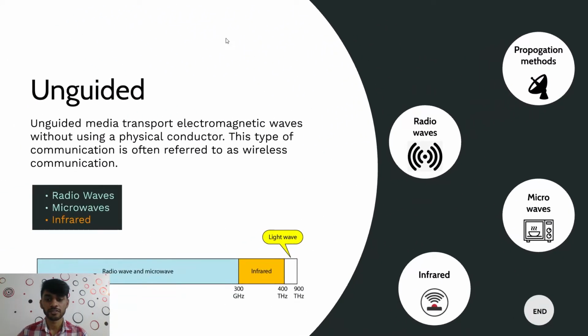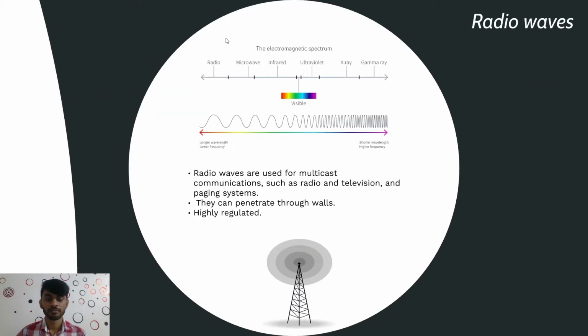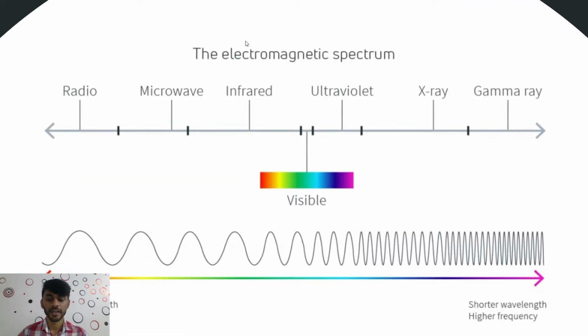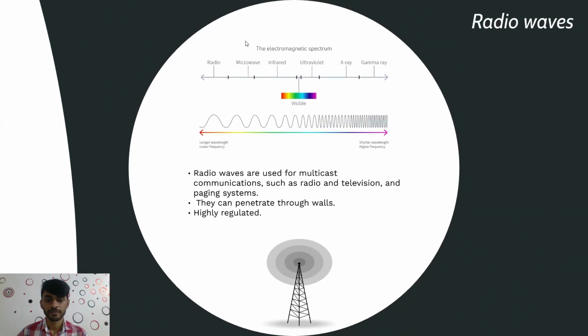Now, let us talk about radio waves. Before we talk about radio waves, let us first observe the diagram here. As you can observe, radio waves lie at the furthermost left of the spectral diagram. Radio waves are used for multicast communications such as radio, television, and paging system. They can penetrate through walls. They are also highly regulated.